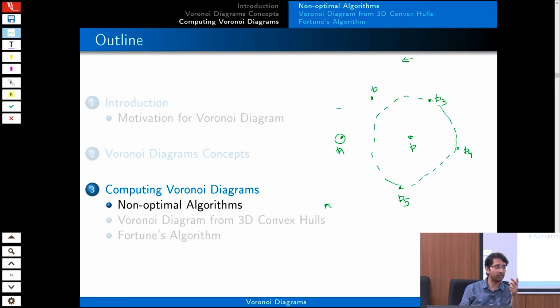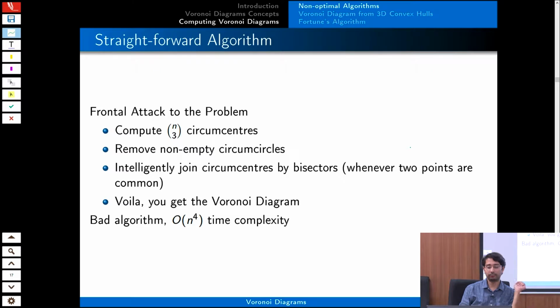So, another algorithm is to take any 3 site points, find the circle passing through these 3 site points, and check whether it is empty or not. If it is empty, this is a vertex, otherwise it is not a vertex. These are the 2 algorithms that I have in mind.